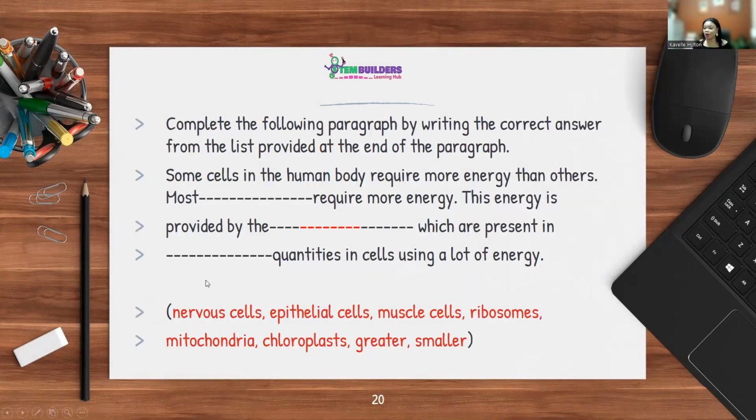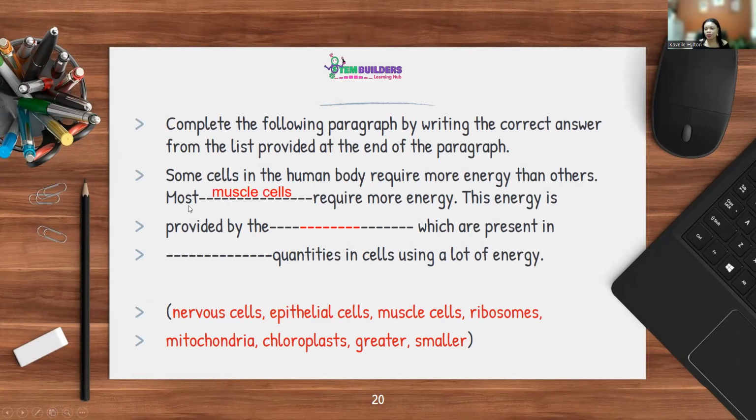About a few more questions to go. So complete the following paragraph by writing the correct answer from the list provided at the end of the paragraph. So this is the list, and you're going to fill in the blanks, right? So some cells in the human body require more energy than others. Most dash require more energy, all right? So the best answer here is muscle cells.